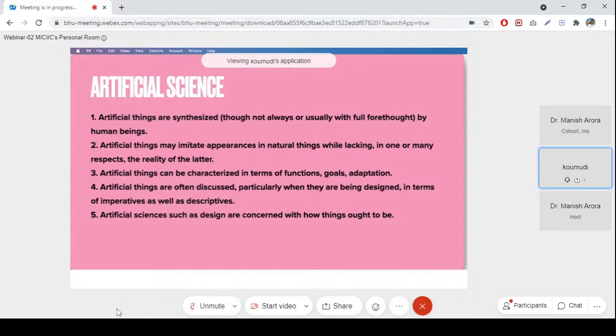3. Artificial things can be characterized in terms of functions, goals, adaptation. 4. Artificial things are often discussed, particularly when they are being designed, in terms of imperatives as well as descriptives. Artificial sciences, such as design, are concerned with how things ought to be. On the other hand, the natural sciences are concerned with how things are.